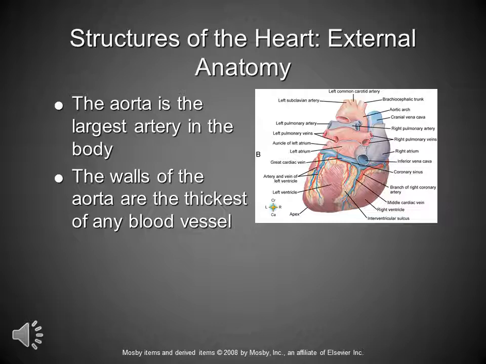The aorta is pretty easy to figure out. It's the largest artery in the body. It's certainly the largest vessel, thickest vessel coming out of the heart. The walls of the aorta are the thickest of any blood vessel. It has the most pressure coming directly out of the left ventricle of any blood vessel. Has to be very thick, has to be very strong to handle that pressure.